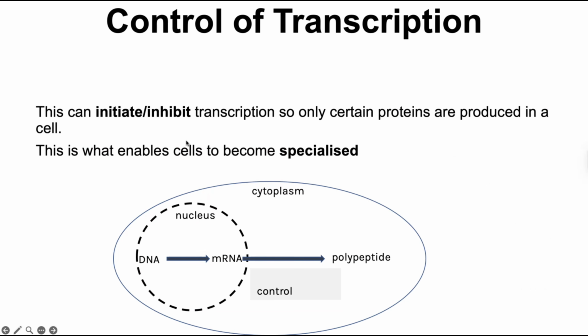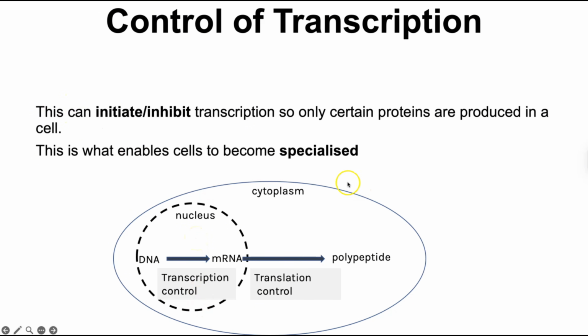So if we have a look, then we've talked about this use of transcriptional factors in induced pluripotent stem cells, but we haven't gone through what that means. So you can control transcription. You can also control translation, but we're just going to focus on how you can control transcription first, meaning you can prevent it from happening or initiate it to happen.